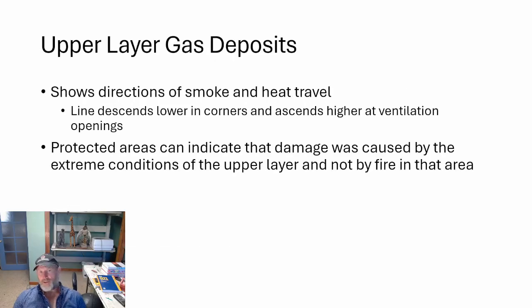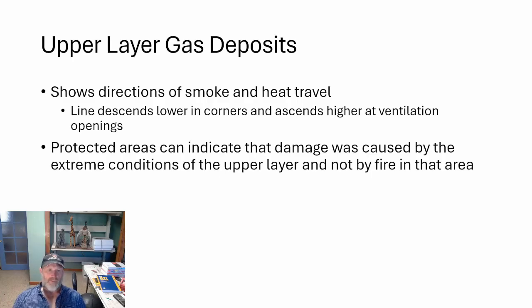Upper layer gas deposit shows directions of smoke and heat travel. So the line descends lower in corners just because the ventilation patterns are such that the buoyancy doesn't allow the gases to be pushed out of those corners quite as well. It also ascends, that line of demarcation ascends at higher ventilation openings. So if you have a line of demarcation and there's a window open, you're actually going to see it go up toward a ventilation opening. That's actually a tool you can use because it will point toward possible openings that existed during fire conditions.